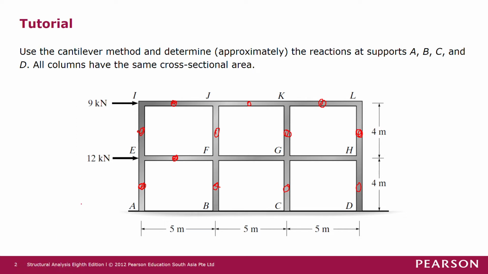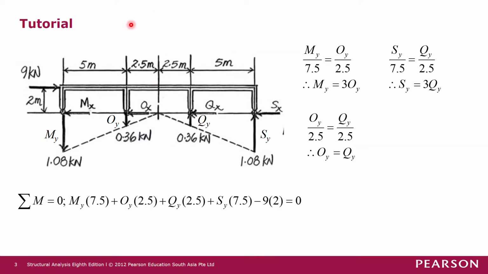For the first part of the analysis, we will have to detach this frame away from these hinges here. So the first free body diagram that we have looks like this. The additional markings that we put in are M here, O here, Q here, and S over here.